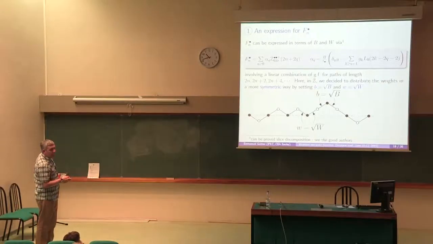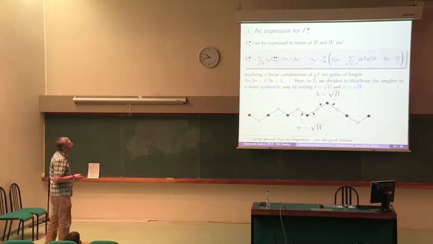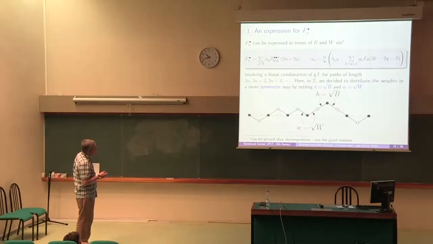First, I wanted to show you this formula, which is not difficult, but we have the time. It's known that you can compute Fn in terms of Bi, which is a continued fraction. But we can get better, we can express it in terms of B and W. The expression is not a simple generating function of paths of length 2n, but a linear combination of generating functions of paths of length 2n, 2n plus 2, 2n plus 4, etc. That's what I write here. So it's paths from 0 to 0.